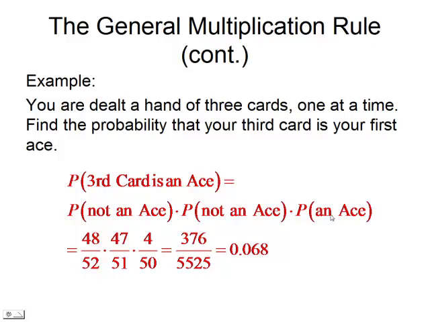So the probability that you don't get an ace is 48 out of 52. The probability that you don't get another ace is 47 out of 51, and the reason being is that there's one less non-ace as well as one less card in the deck, times the probability that you get an ace, which is 4 out of 50 because there's 4 aces and there's only now 50 cards in the deck. This is equal to 376 over 5525, which is equal to 0.068.